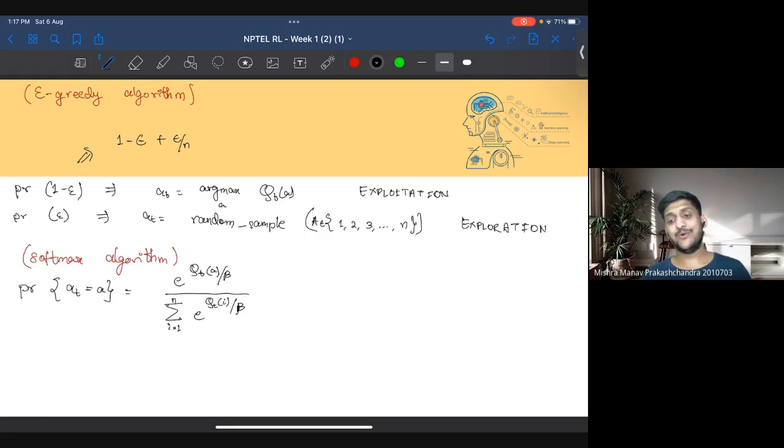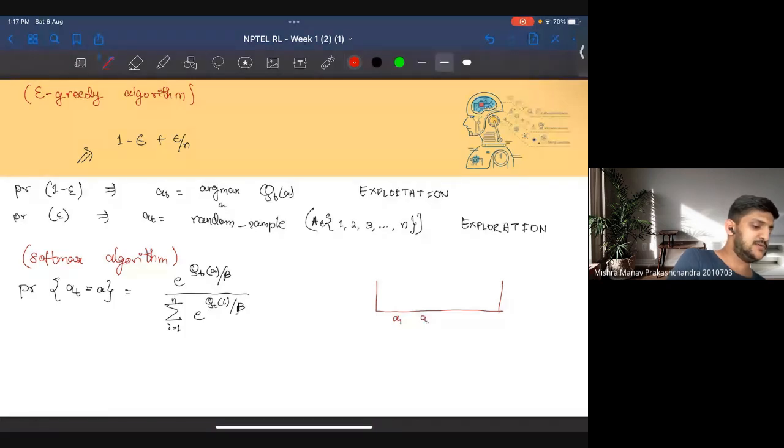This is also one method people use to filter out the relatively less probable actions. So if I were to represent it, let's say you have four arms: arm one, arm two, arm three, and arm four.